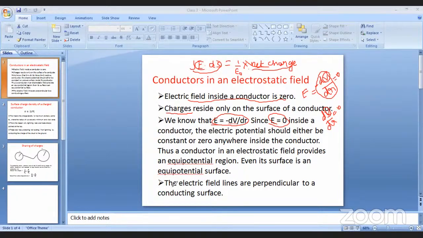And the next point is the electric field lines are actually perpendicular to the conducting surface. Whatever surface of the conductor you take, let it be in an irregular shape, the electric field lines are always perpendicular to the surface of the conductor. Whether it is going outside or the field lines are coming inside, the field lines are always perpendicular to the conducting surface. This is the next point you need to understand.